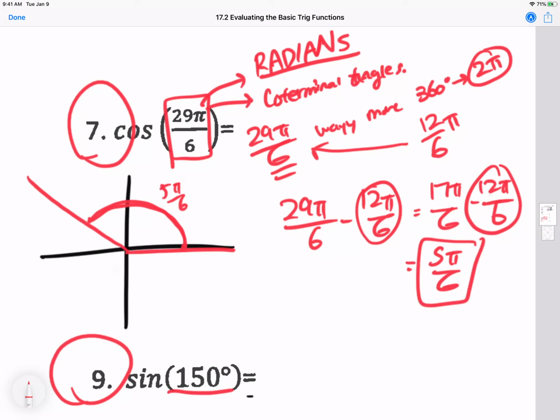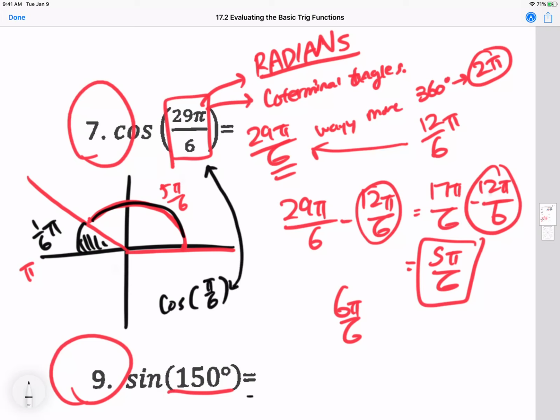Well, how do I know it's in the second quadrant? Well, it's because it's less than 6 pi over 6. That's pi. How short is it? Well, if this entire thing is 5 pi over 6, 5/6 of something, this is 1/6 left, 1/6 pi. So what we're asked to literally do is find out the cosine value of pi over 6, because eventually the value for these two will be the same.